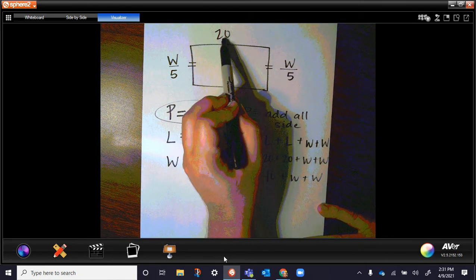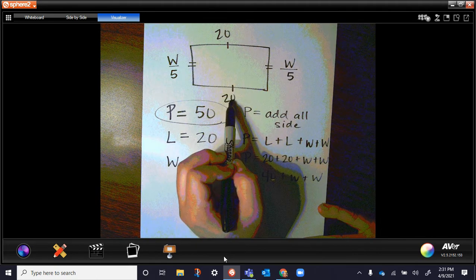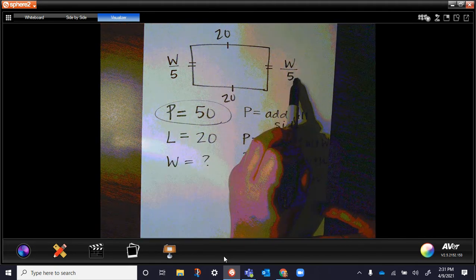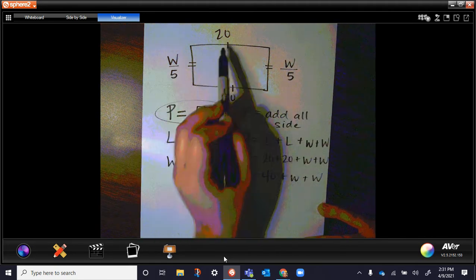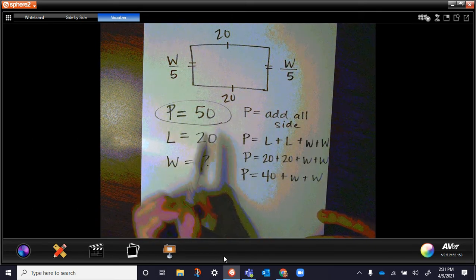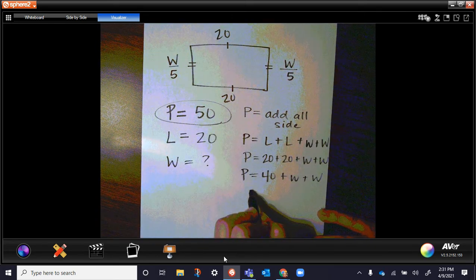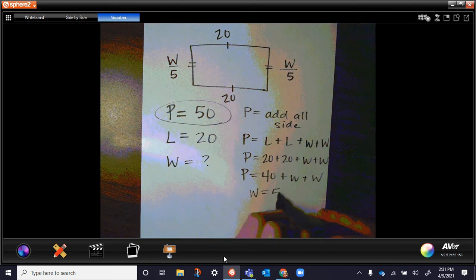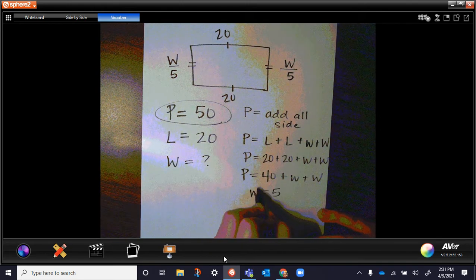So that would be 20 plus 20 is 40, 45, 50. My lengths are the same, my width is the same, the perimeter adds up to 50, and that could fit in. So if W equals 5, that makes that statement true.